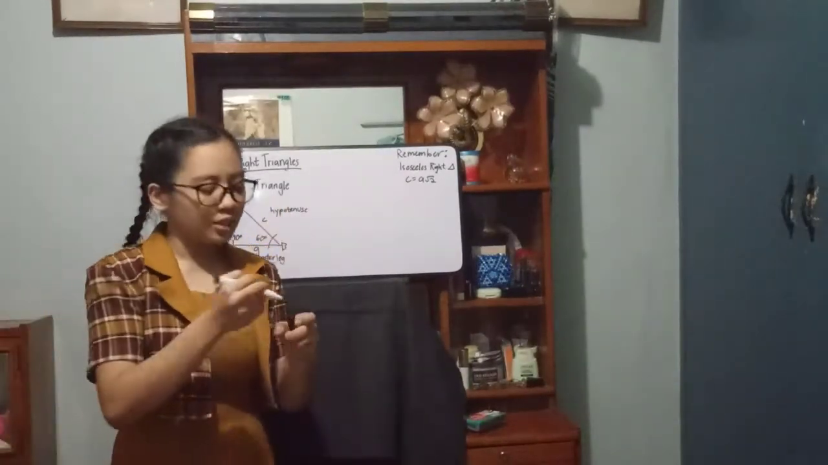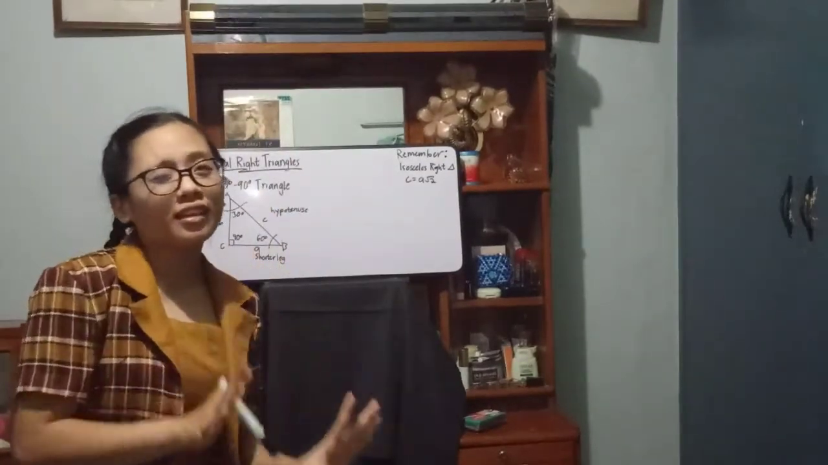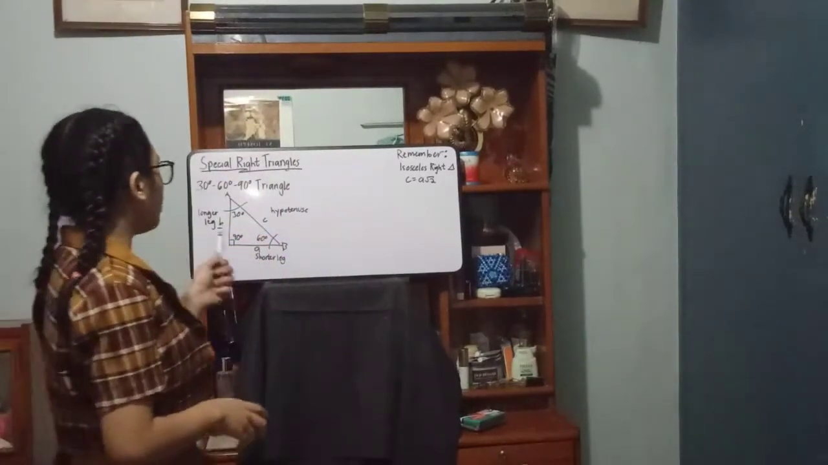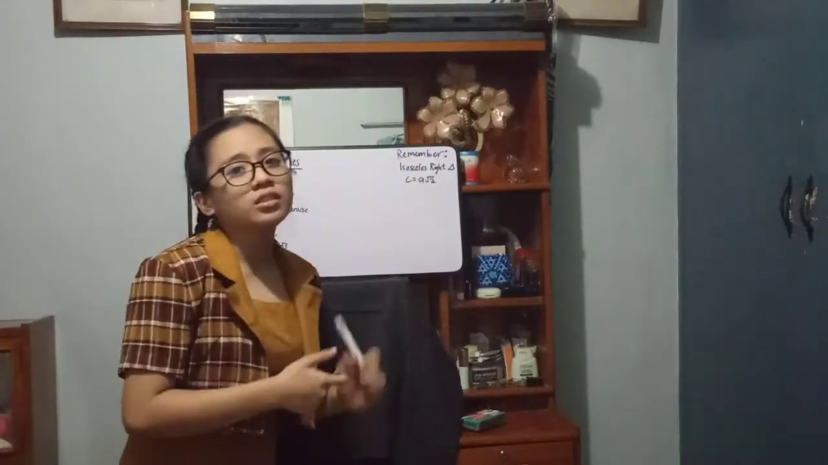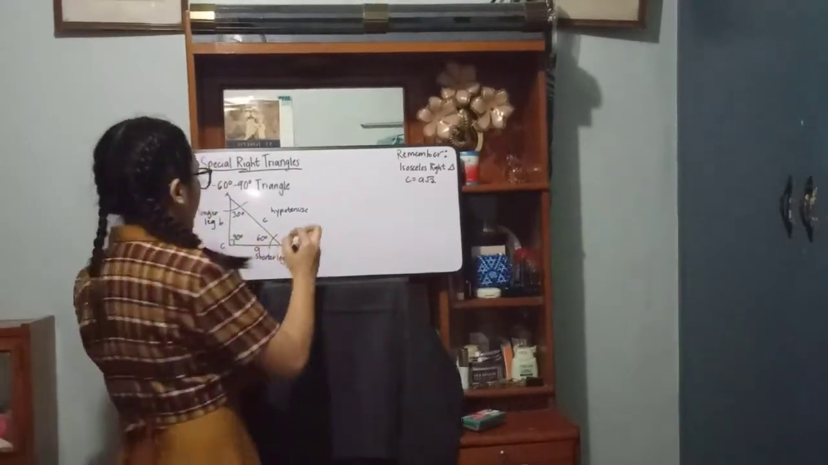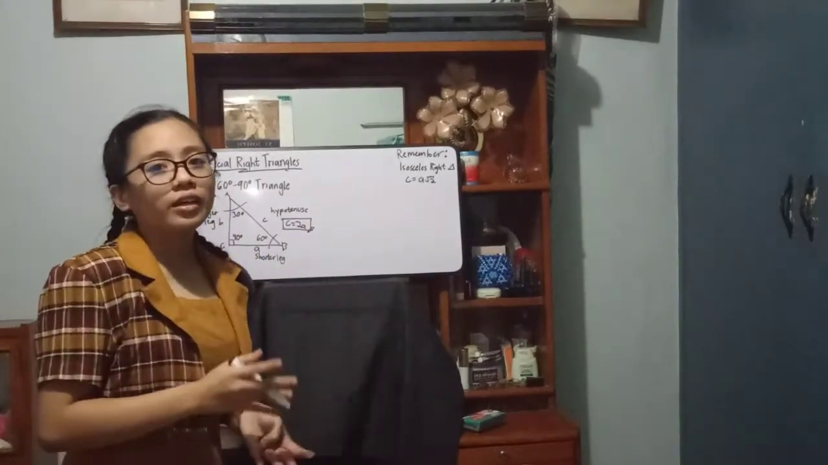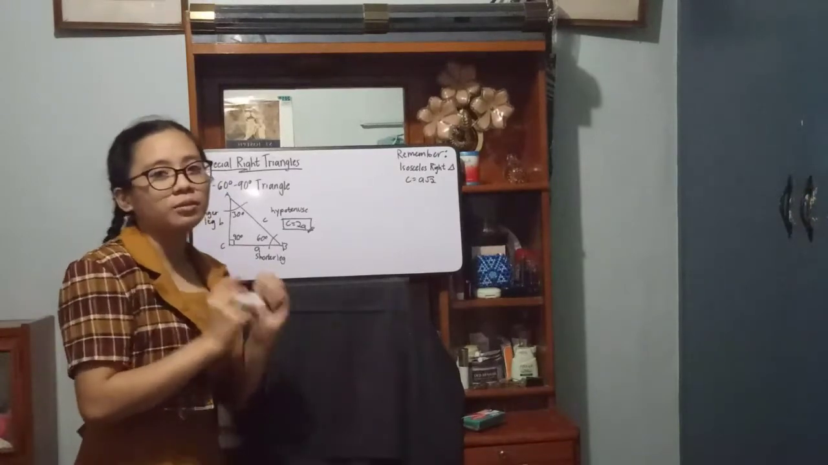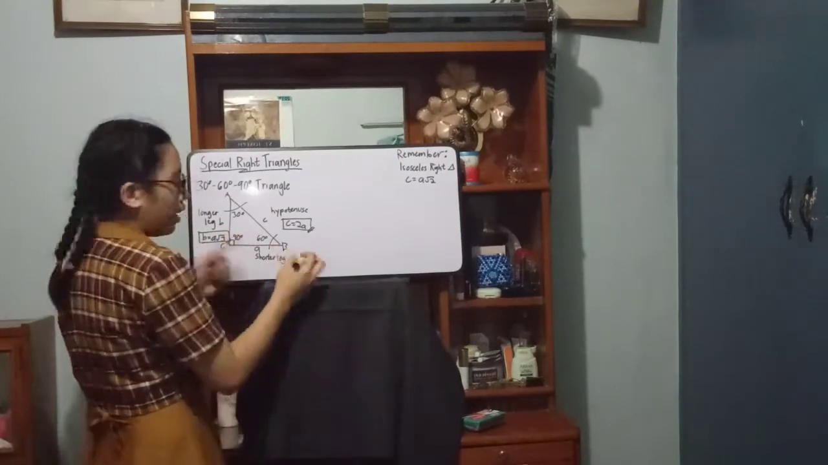Based on Theorem 78, the 30-60-90 degree triangle theorem, the formula for the hypotenuse is 2 times the measurement of the shorter leg. So C would be 2 times A. The formula for our longer leg would be A times the square root of 3, the shorter leg times the square root of 3. So B is equal to that, and our shorter leg would be A.